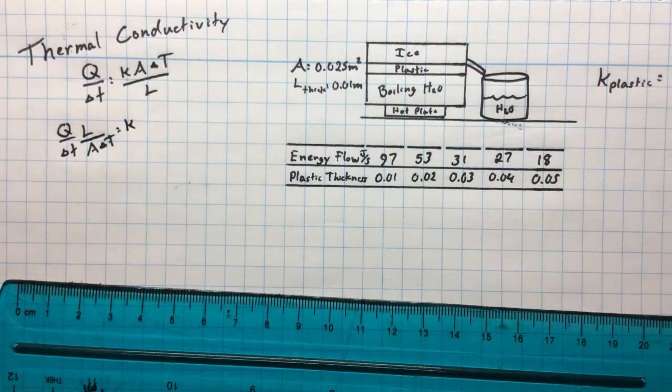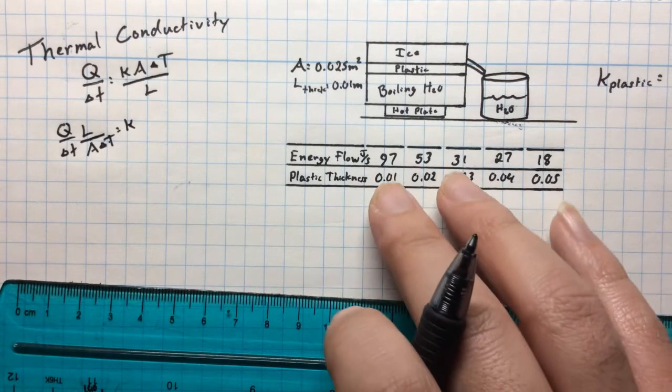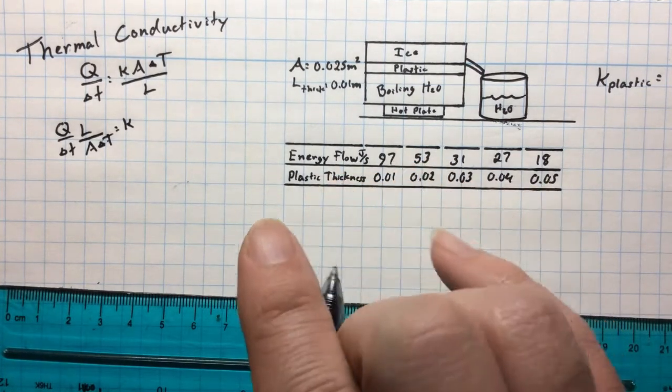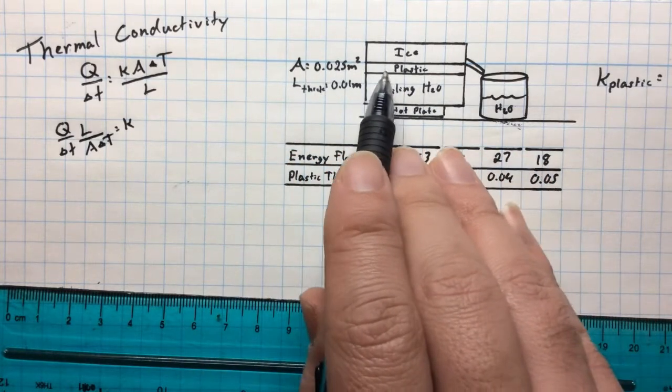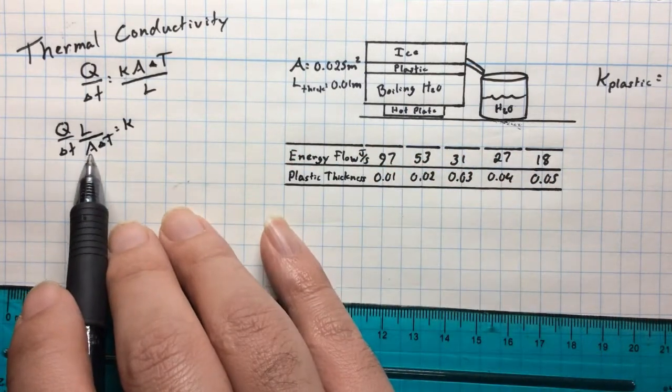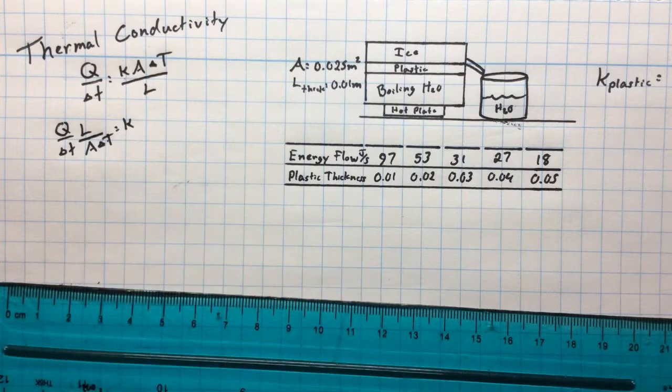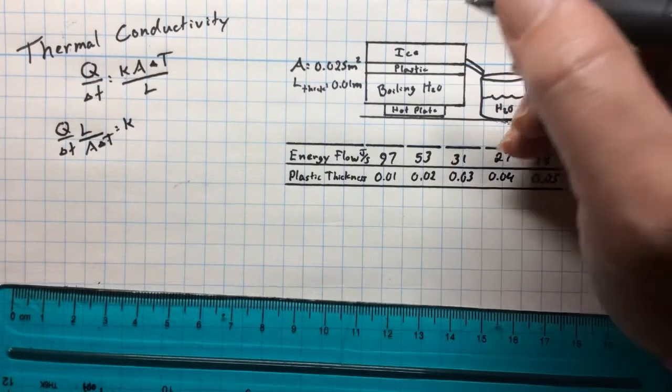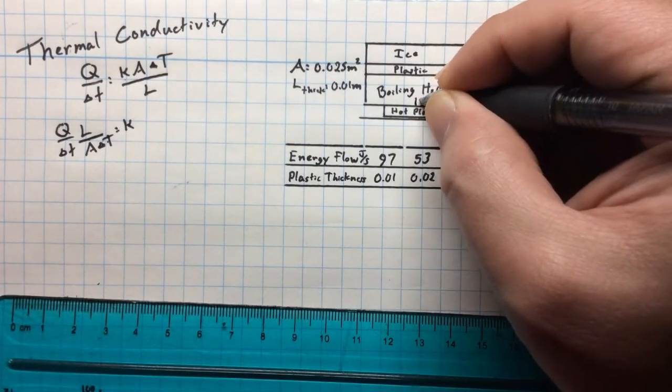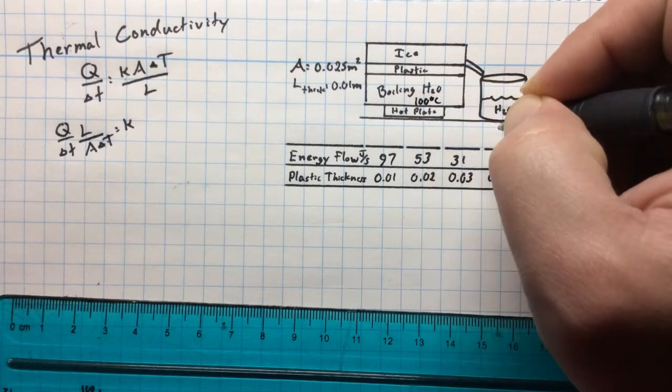Okay, so what information do we already have? It gives us the area of each of these plastic plates. Those are going to be constant, so that's a constant. The difference in temperature: well, if we have boiling water, then we know the boiling water is going to be at a constant temperature of 100 degrees Celsius.